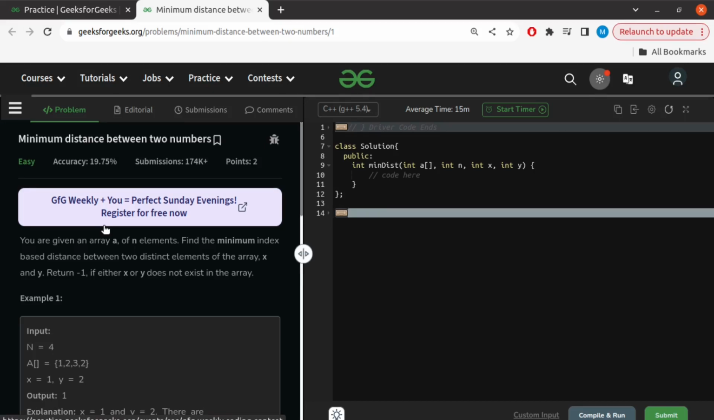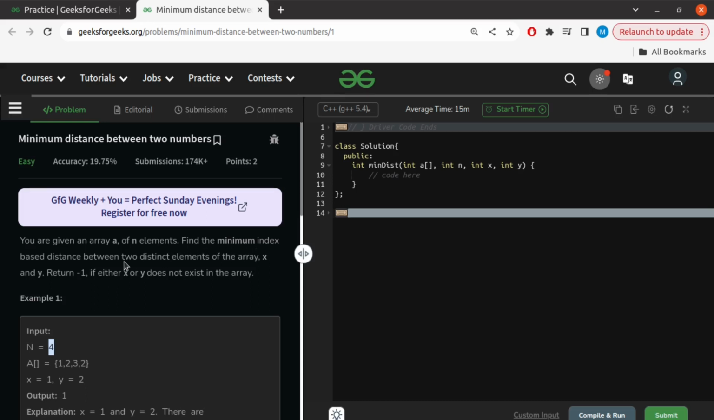Hello guys, so in today's video we are going to discuss the solution of the problem minimum distance between two numbers. Okay, so let us look at the problem statement. So the problem statement says that we are given an array of n elements. So this is the array which is given to us and it contains n elements.